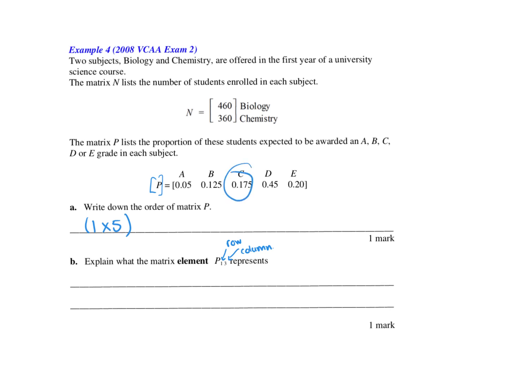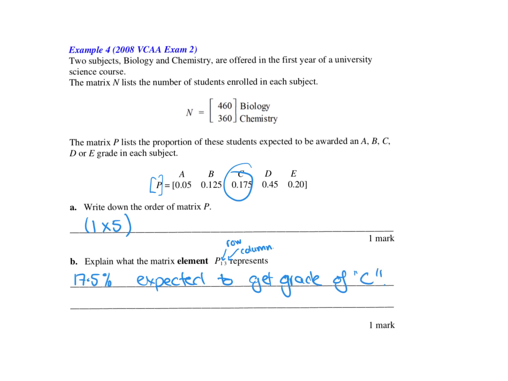So explain what that element means. What does that element mean? It's a C, and it had 0.175. So what did I say that could be interpreted as? Yeah, so we could say 17.5% were expected to get a grade of C.